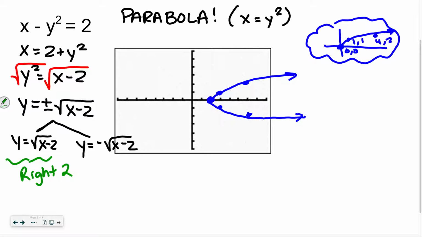So from my starting point, if there's no stretch or shrink, I can go up 1, right 1. That's my first point. So I just went up 1, right 1. And then for the next point, if there's no stretch or shrink, the next one would be up 2, right 4. That's what the parent graph does. And I'm literally just sliding the parent graph right 2.